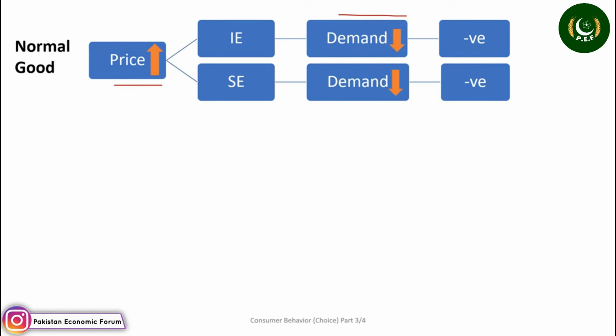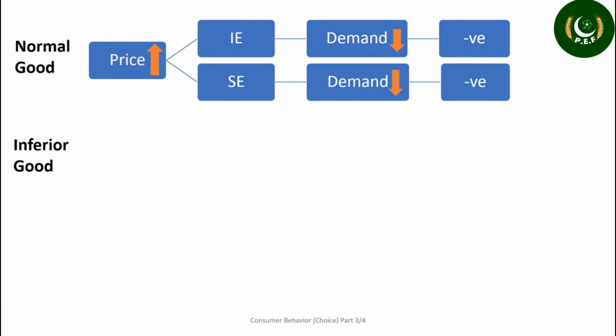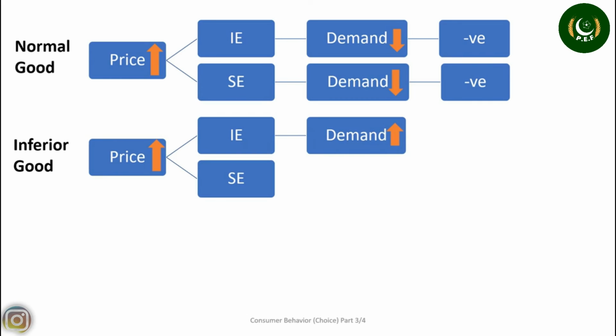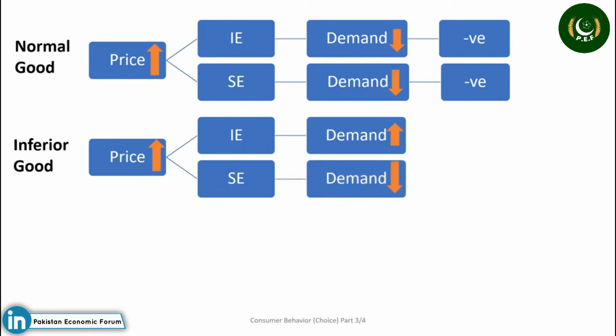Second is the case of the inferior good. Again, we assume that the price of the inferior good increased and we break it down into income effect and substitution effect. Because of the increase in the price, the real income will decrease, and since the good is inferior, a decrease in income will result in higher demand for that good. The substitution effect is the same in all cases. Therefore, because of the substitution effect, the consumer will substitute away from this high priced commodity toward low priced commodities. Therefore, its demand will decrease.